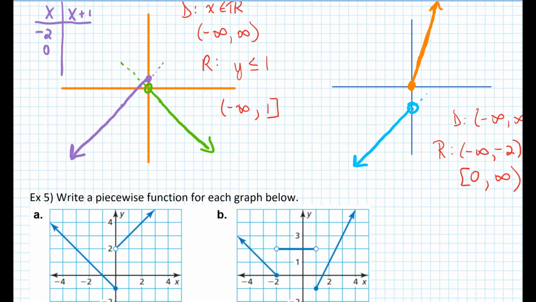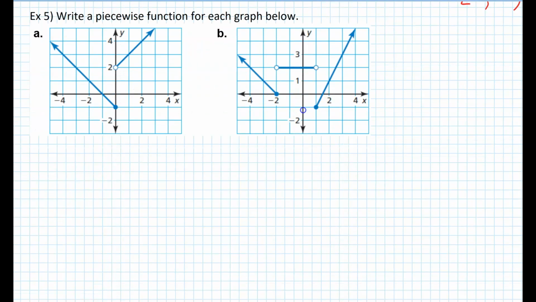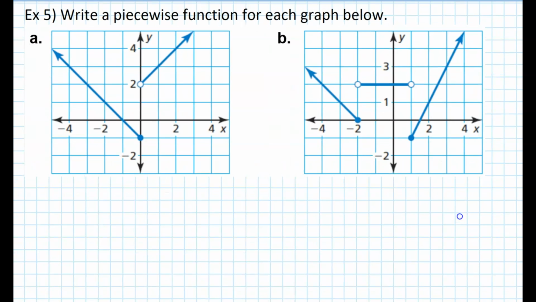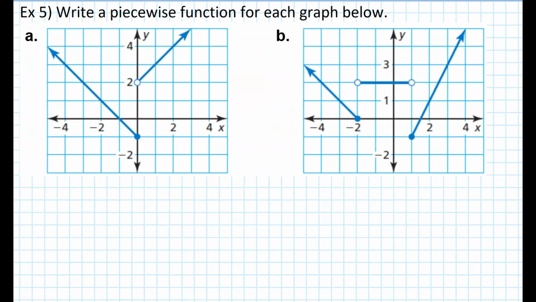Okay. The last one is writing the equation for the piecewise based upon the graph. And you guys should have this one on your sheet that I gave you. Okay. So I'm going to look at the first one here. My graph is in 2 pieces. So I'm going to set this up as f of x is equal to, and I'm just going to make my curly bracket big enough for 2 equations. Okay, and always start left to right.